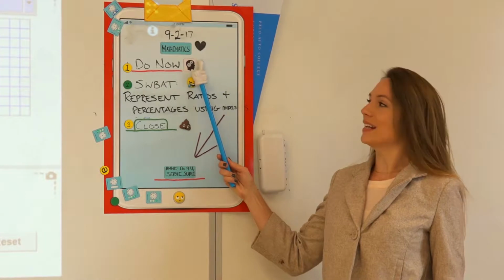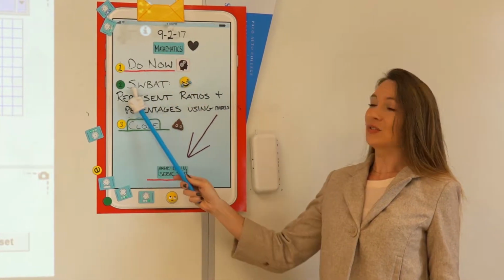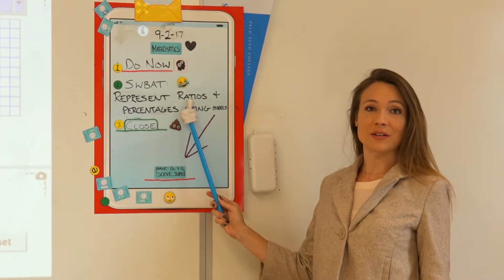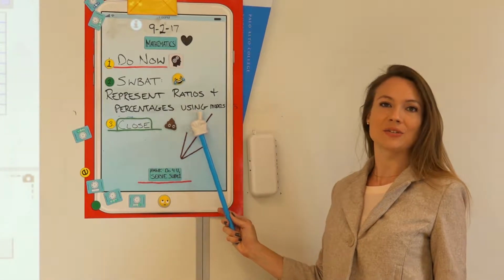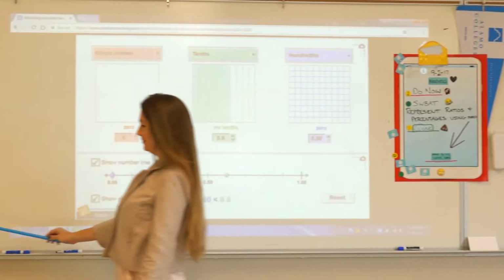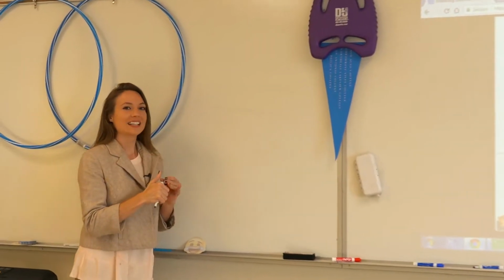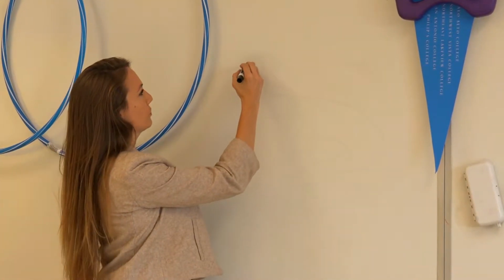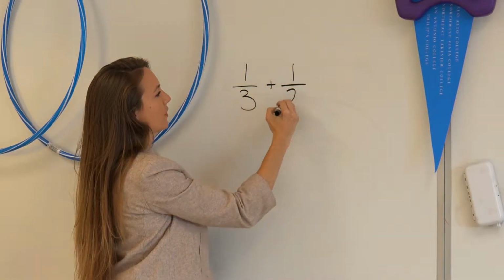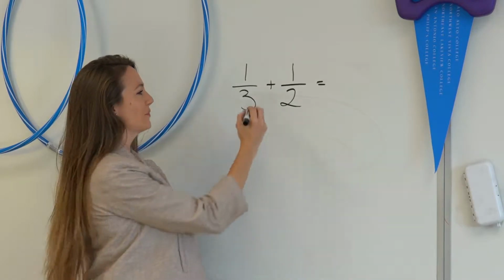Today in mathematics, we will do a do now, and then the students will be able to, by the end of the lesson, represent ratios and percentages using models. And to our do now, one-third plus one-half.